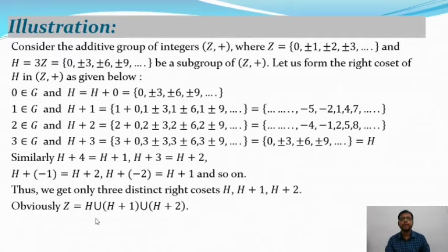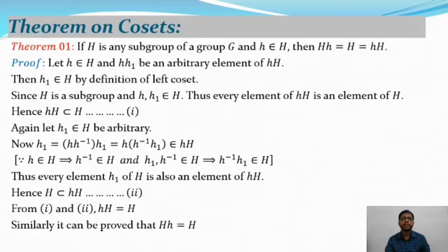So in that case, these 3 right cosets are distinct. So obviously we can write Z equals H union H plus 1 union H plus 2. After that we will take some theorems on coset. So this is the first theorem on the coset.